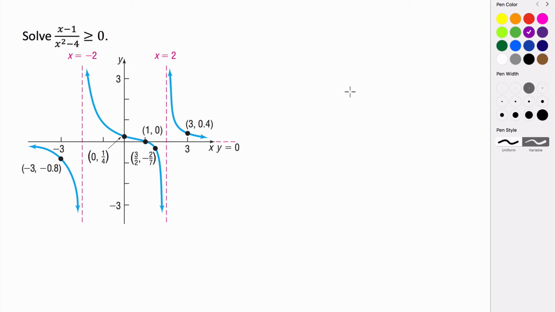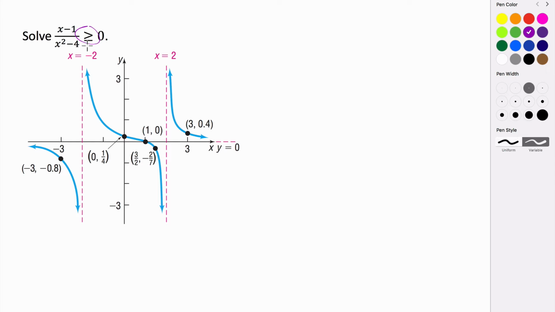In this video, we're looking to solve the rational inequality (x - 1) divided by (x² - 4) is greater than or equal to 0. So in this problem, it's asking us where is our graph above the x-axis, right, greater than or equal to, or touching the x-axis. So where is it positive or 0, meaning where is it above or touching the x-axis.